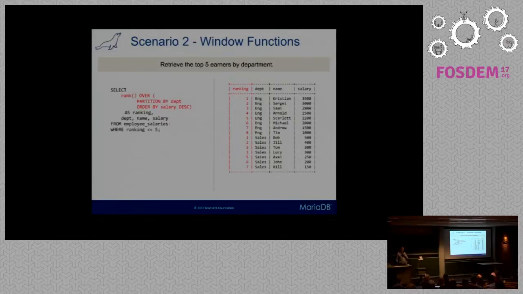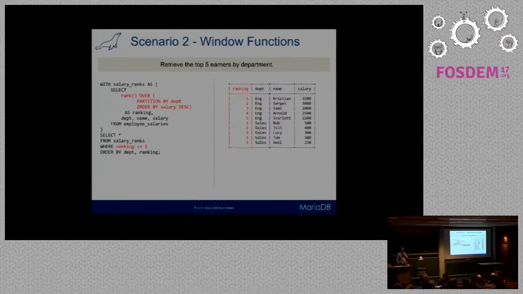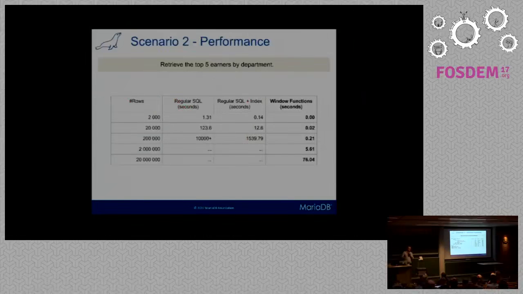Now, I said we wanted the top 5 earners, so we want to filter this. Well, you cannot filter it by using a window function in the where clause, because window functions are computed after the where clause is evaluated. So this is where CTEs come in. With CTEs, you can wrap the window function query and then filter that one outside of the window function query.